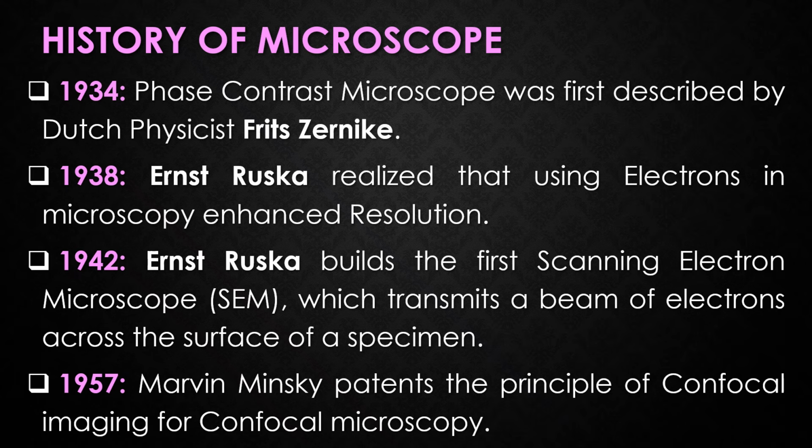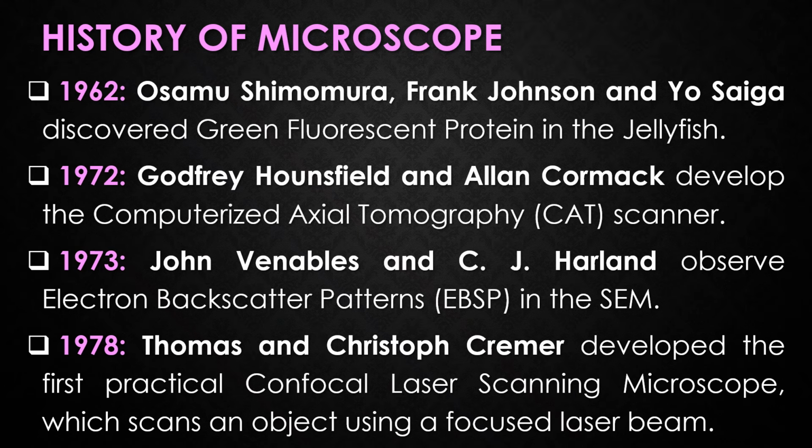In 1942, Ernst Ruska built the first scanning electron microscope, that is SEM, which transmits a beam of electrons across the surface of the specimen. In 1957, Marvin Minsky patented the principle of confocal imaging, and using a scanning point of light, confocal microscopy gives a slightly higher resolution than conventional light microscopy and makes it easier to view visual slices through a thick specimen.